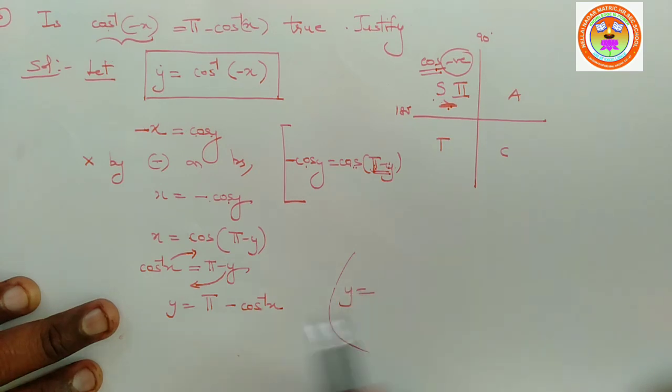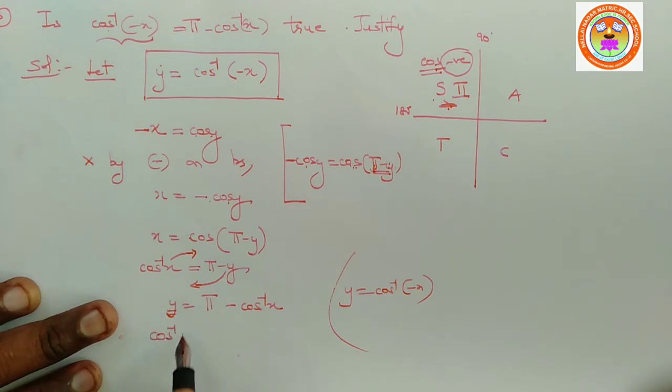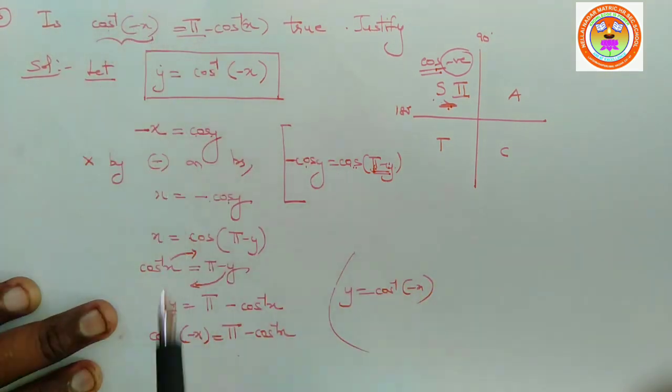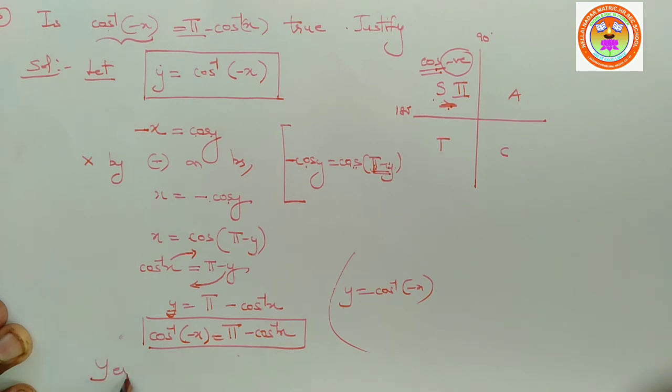What is y? What have we seen y to be? Y is nothing but cos inverse of minus x. So cos inverse of minus x is equal to pi minus cos inverse of x. This is what we needed to prove. So yes, it is true. Yes, the final answer is that it is true.